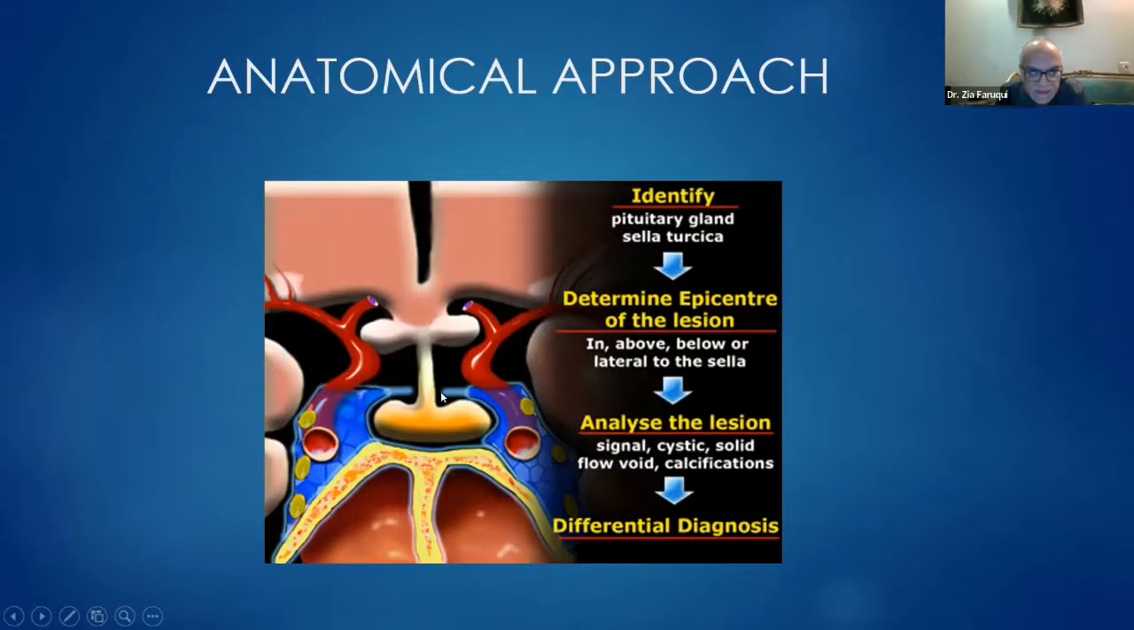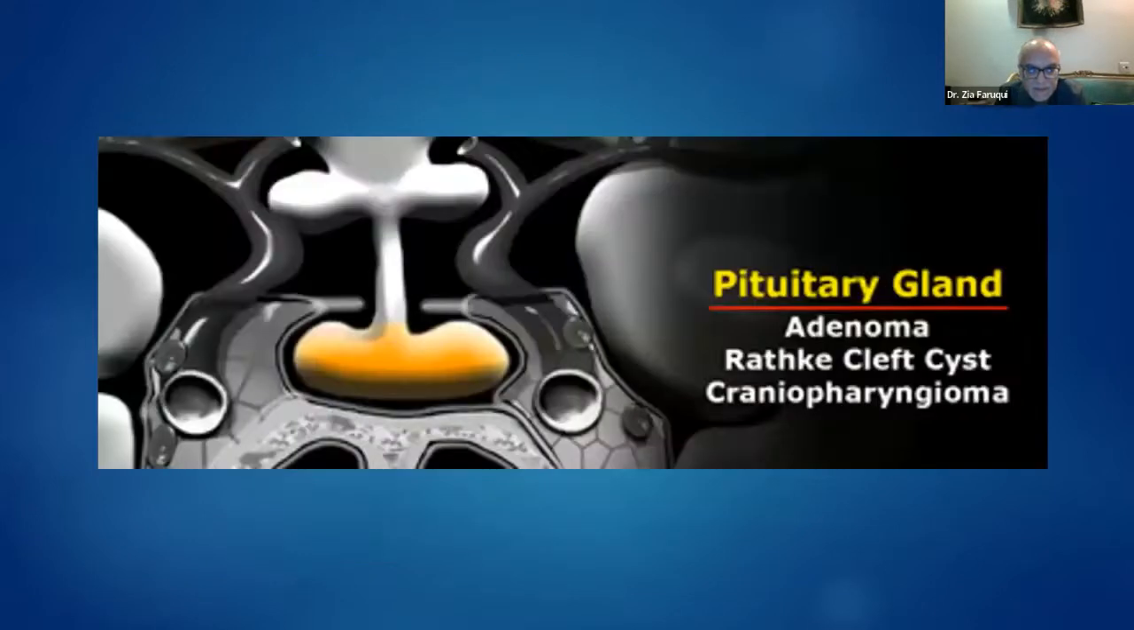And this is the important structure, the diaphragma sellae, which is basically an incomplete extension of the meningeal dura over the sella turcica. This is the boundary between the sellar and the suprasellar region. So the involvement or displacement of this sometimes helps us in determining where the lesion is located. So we determine the epicenter, we analyze the lesion, and we try to reach a differential diagnosis if possible.